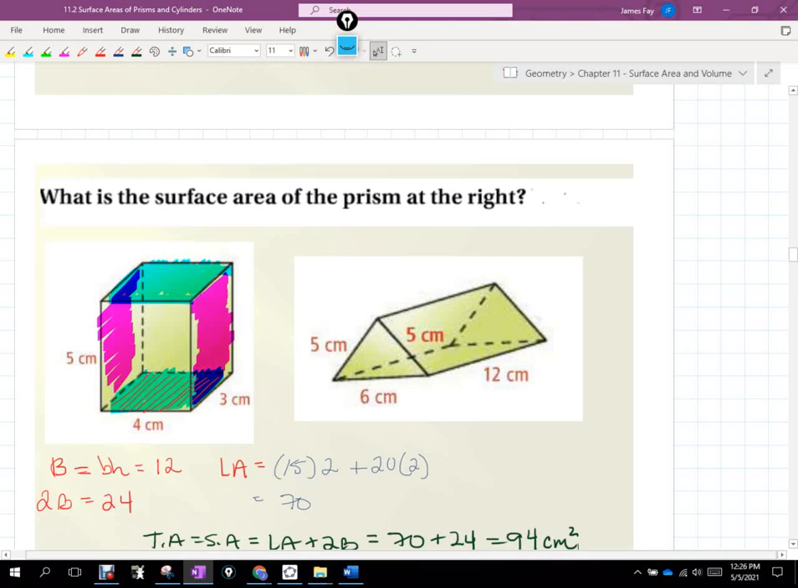Okay. Let's do the next one. What would you call this one? Triangular prism. And because you called it a triangular prism, you're telling me that that right there and that right there are the what? There are the bases. Okay?